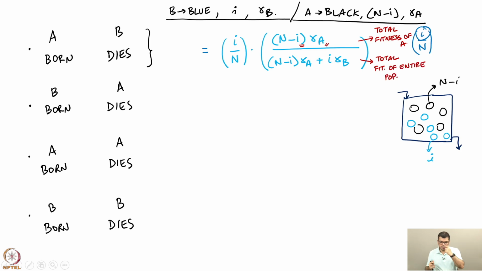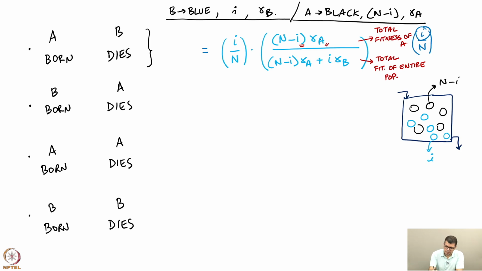So, what this means is that this ratio here is the fractional fitness of the entire population which lies with the A type individuals. If this number is very high, then there is a great chance that it is going to be an A type individual that is going to divide next, and if this number is low, then the chance that an A type individual is going to divide next is going to be very small.